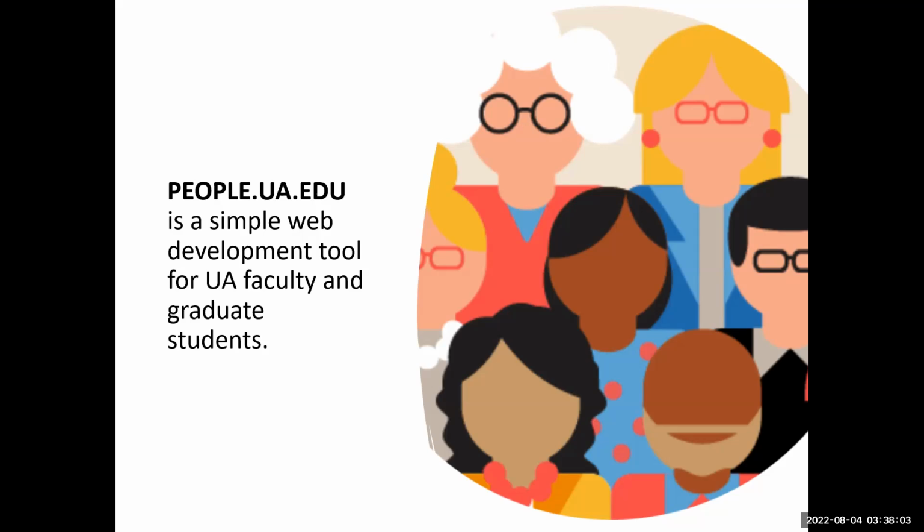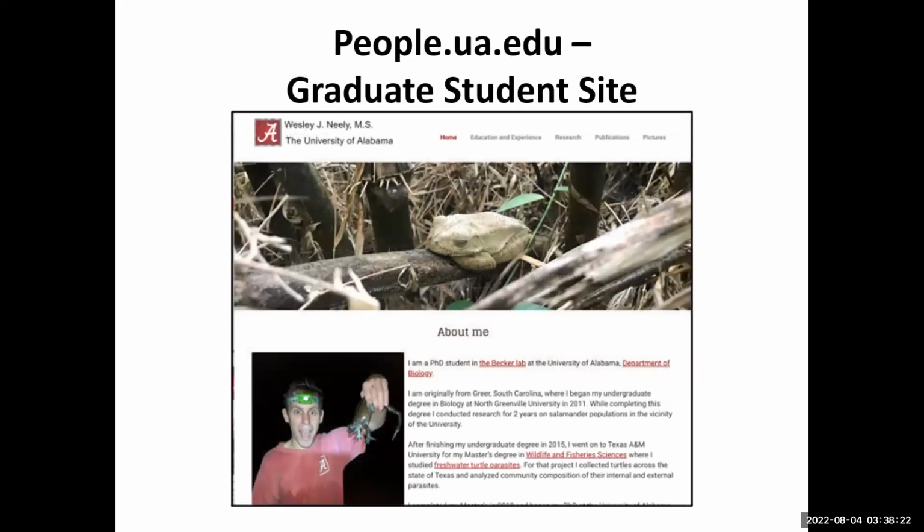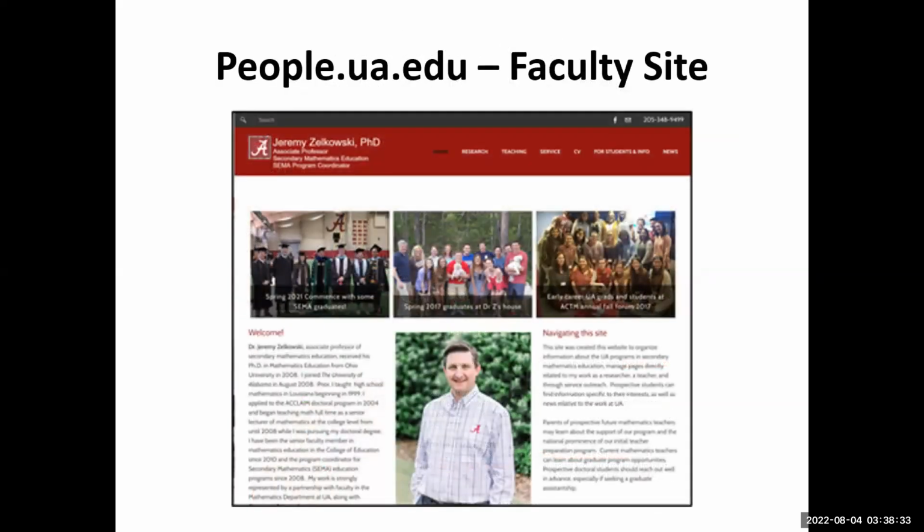Let's quickly take a look at a few People sites to give you an idea of how UA creators are using it. These are from the showcase at people.ua.edu, where you can find more examples. This site showcases research and uses Theme 2. This is a graduate student site using Theme 5. And this is a faculty site using Theme 1. We encourage you to visit people.ua.edu to see more examples and request a site of your own.